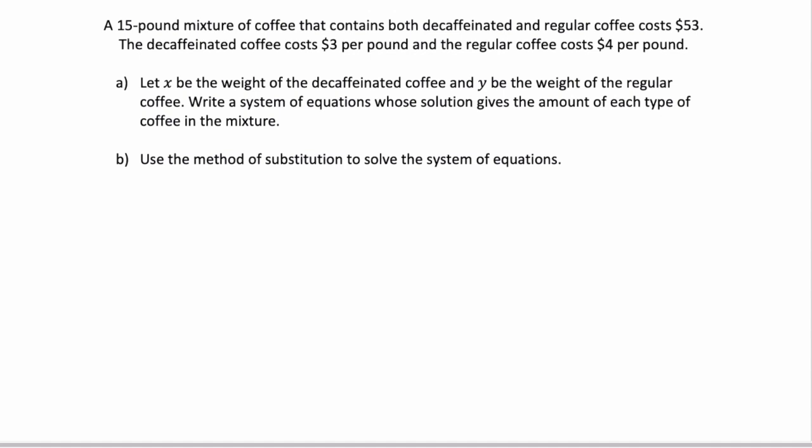We have a 15-pound mixture of coffee that contains both decaffeinated and regular coffee, and it costs $53 for this 15 pounds. The decaffeinated coffee costs $3 per pound, and the regular coffee costs $4 per pound. We're asked to use X to be the weight of decaffeinated coffee and Y to be the weight of regular coffee. We need to write a system of equations, and then we need to solve it using substitution.